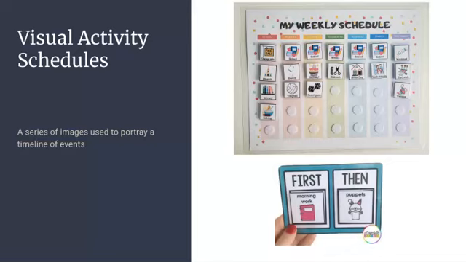The first one is a calendar displaying the whole week. So it will show a schedule for every individual day of the week. On the bottom right, we see a first-then visual schedule. So basically, this is used to help the transition between activities run more smoothly.